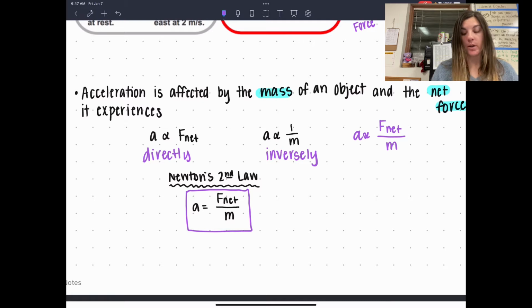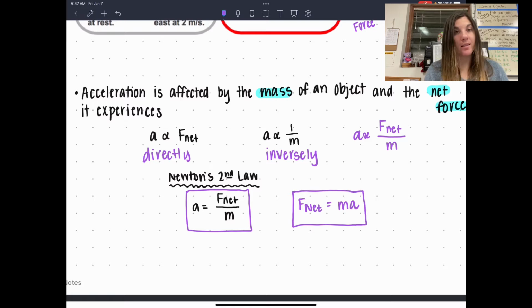One of the more popular ways to write the equation is reorganizing the terms so that there are no fractions, and writing it as net force equals mass times acceleration. Either equation is acceptable to use, and they both say the same thing. So that being said, let's get some practice using these equations.